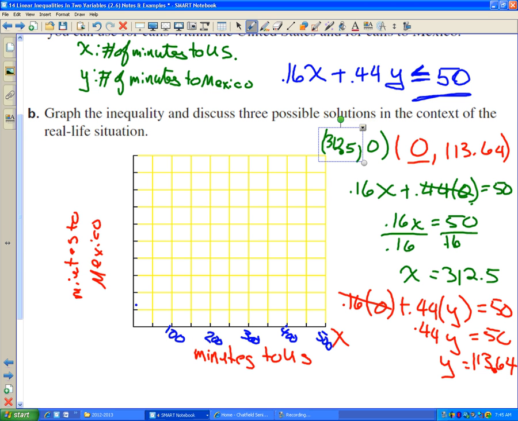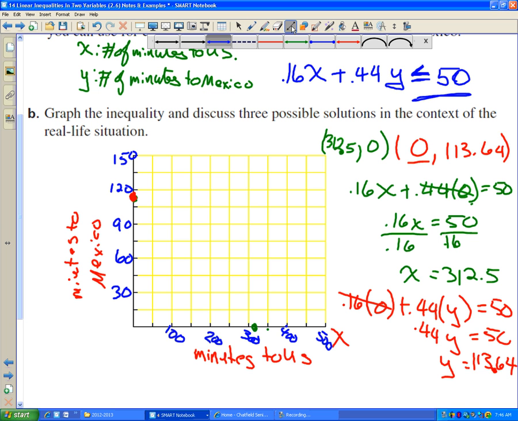I need to get to 113. If I go to 150, I can count by 15s. So every other line is 30, 60, 90, 120, 150. Both of mine are a little big. I could make them a little smaller if I wanted to. So 312.5, if this is 350, this is 300, 312.5 would be somewhere in here. 113.64, if this is 90, this is 105, so it's going to be right in here. Make that one red.